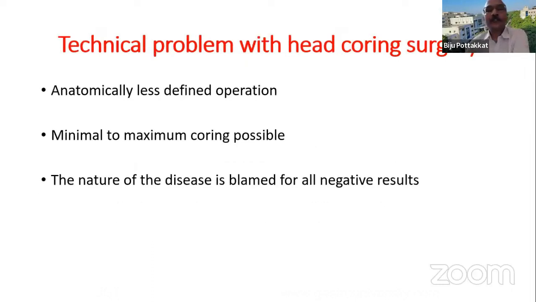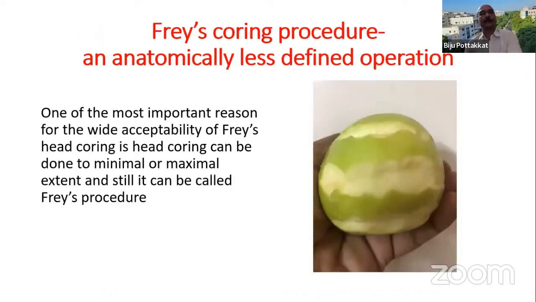So head coring is the most common procedure performed. But the problem with head coring is it's an anatomically less defined operation. You can do it minimum, you can do 5 grams, you can do 30 grams also, and still call it head coring. And whenever the results are compared, all these surgically less defined targets for performing surgery are compared in the same series, and ultimately the blame is put on the nature of the disease. Even if negative results are there, it is blamed on the nature of chronic pancreatitis. So one of the least anatomically defined operations that we do is the Frey's procedure.